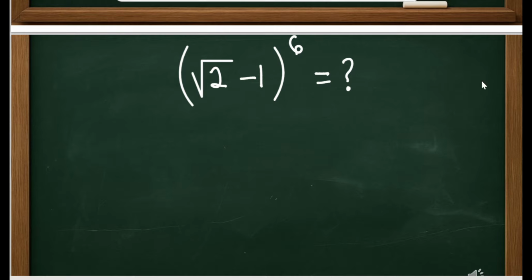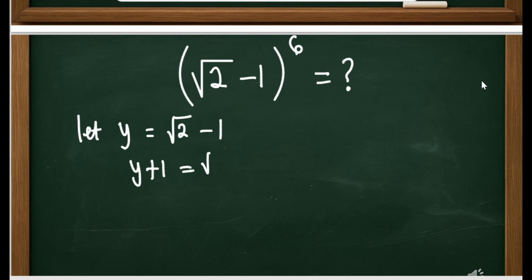In this problem, we have that the square root of 2 minus 1, all to the power of 6, equals what? There's a simple way of simplifying this. Now, to do this, let y be what we have in the parentheses, which is the square root of 2 minus 1. So here we can write this by saying y plus 1 equals the square root of 2.